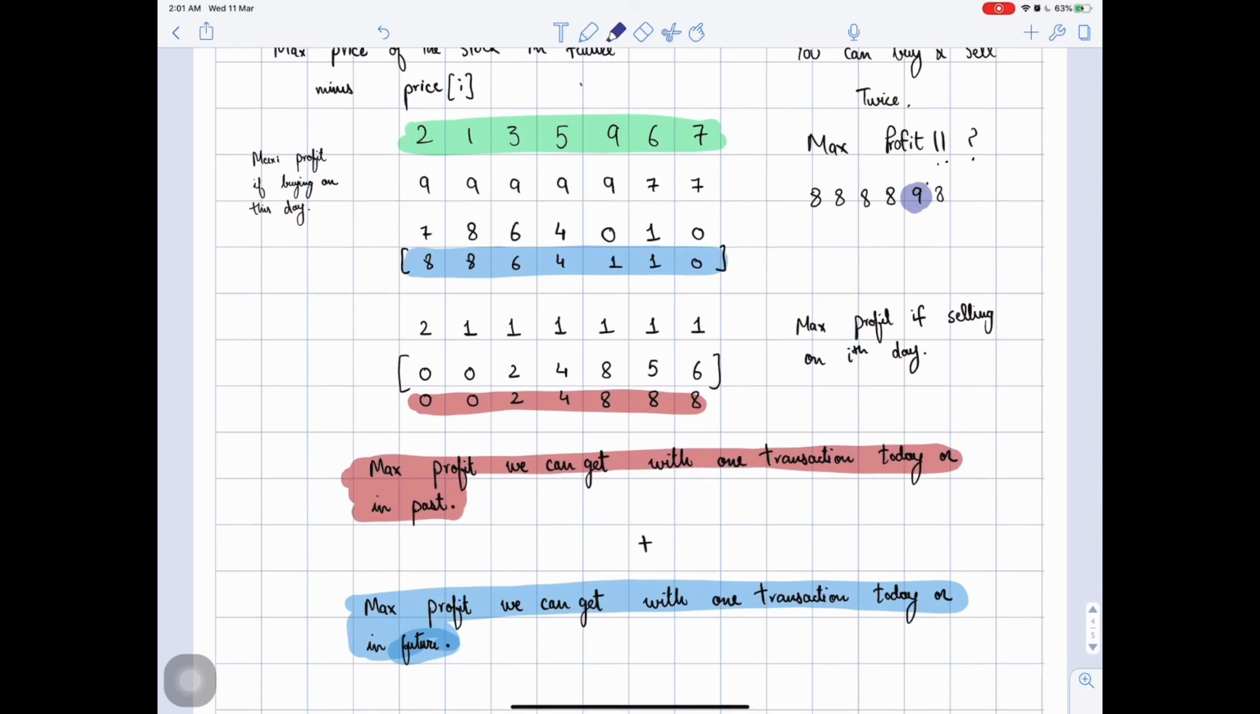So we got 9 on this day. We buy it here, we sell it here, we buy it here, we sell it here. So 9 minus 1 is 8, and 7 minus 6 is 1. So 8 plus 1 is our total profit. So this is how we solve this problem.